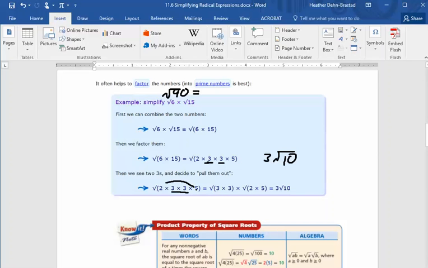So 3 times 3, that's the square root of 9. And 2 times 5, that's 10. So I have the square root of 9 times the square root of 10, which is also the square root of 90. And the square root of 9 is a perfect square, which is 3.